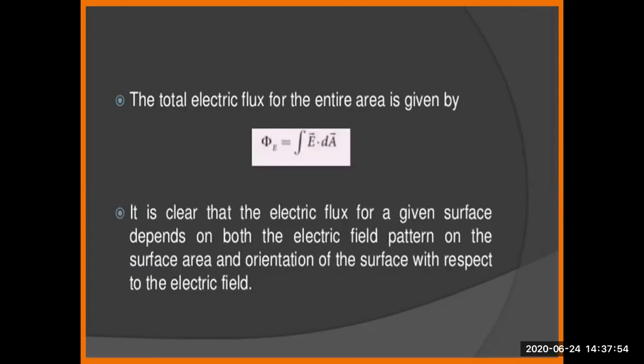The next one: the total electric flux for the entire area is given by the summation, the integration, of E into the area element. The integration means that we will have to add all those little fluxes for each and every small area, and then make the summation. So a very useful technique here is integration. The techniques of integration are used over here. The next line is also the explanation of that.